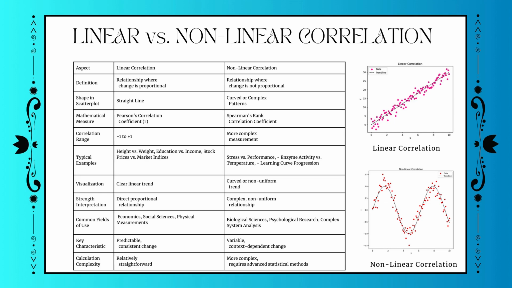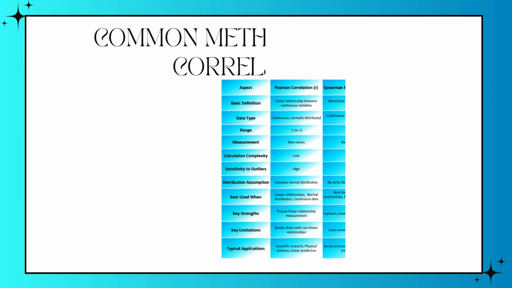On the other hand, non-linear correlation involves relationships that are more complex, where changes are non-proportional. These are often visualized as curves or irregular patterns, like stress versus performance or enzyme activity versus temperature. Spearman rank is commonly used to measure this, and it's prevalent in biology, psychology, and complex system analysis.